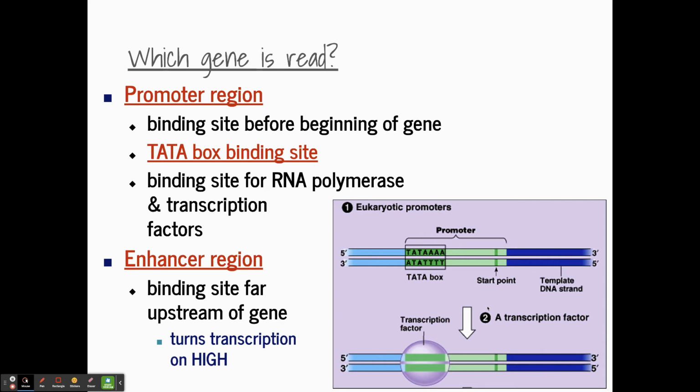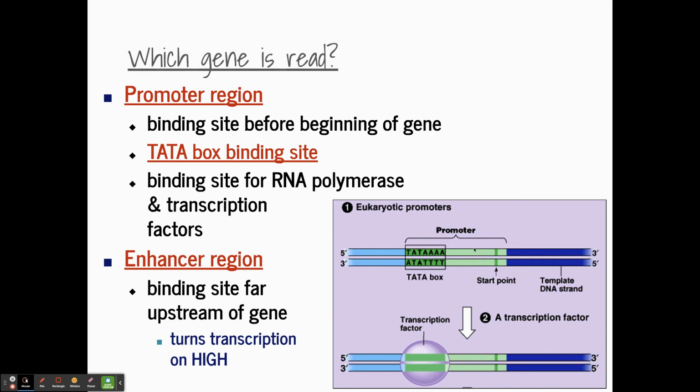All right, which gene is read? So on our genes, we have what is known as a promoter region. So the promoter region is the binding site before the beginning of a gene. So like I said, here's our chromosome. Here's the gene of interest. So let's say this is lactase. Okay, right before lactase, there's this sequence, which is called our TATA box binding site. And this here is the binding site for the RNA polymerase and transcription factors.